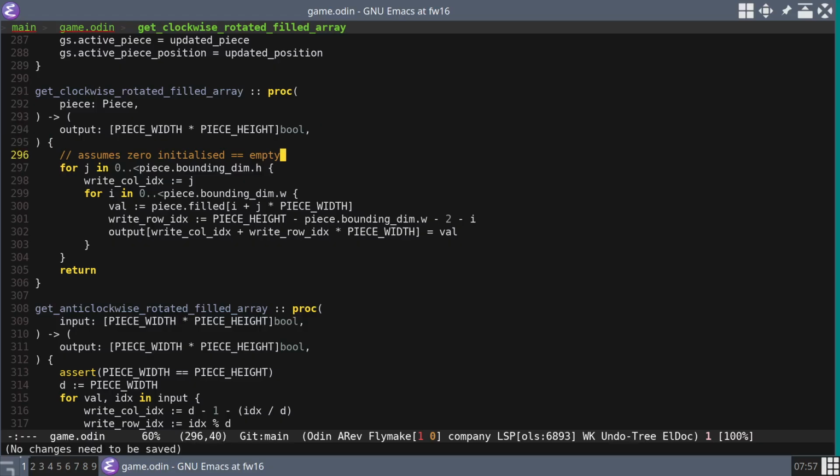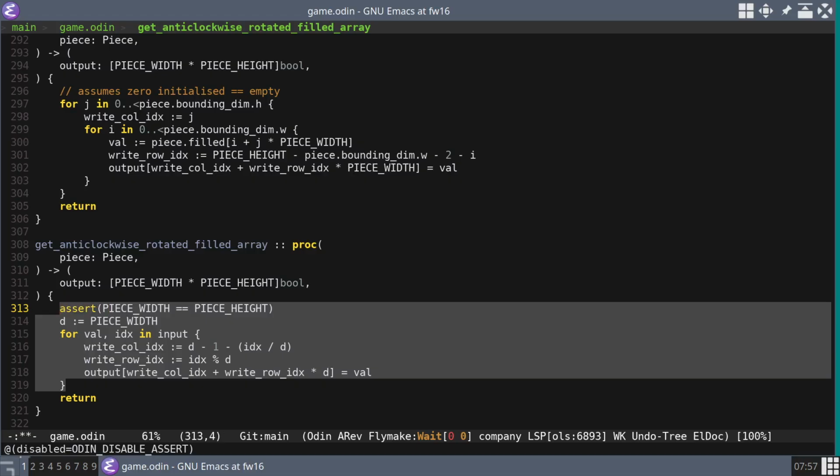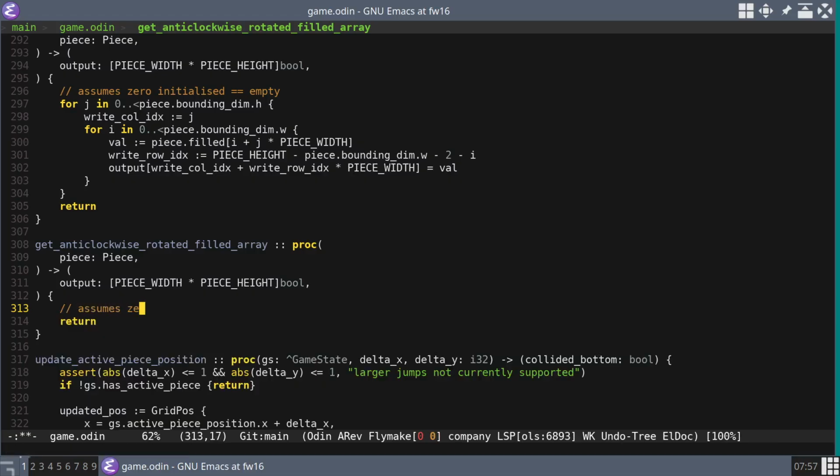That sounds about right. Let me just try it and see. Need a similar change here, so we'll have a piece and an output. And we're going to sack off all this. Going to have that same, assumes 0 initialized.